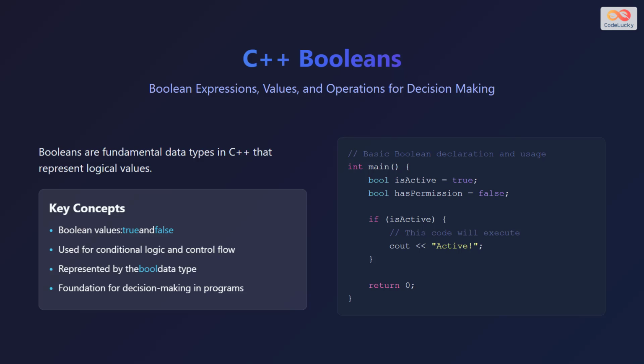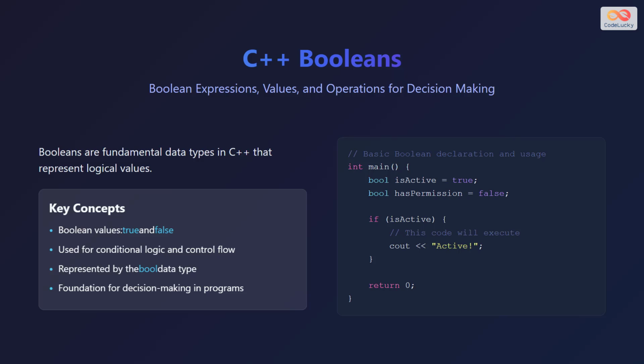Booleans are used for conditional logic and control flow, allowing your program to make decisions based on certain conditions. They are represented by the bool data type in C++. Booleans form the foundation for decision-making in programs. Let's see a basic Boolean declaration and usage.